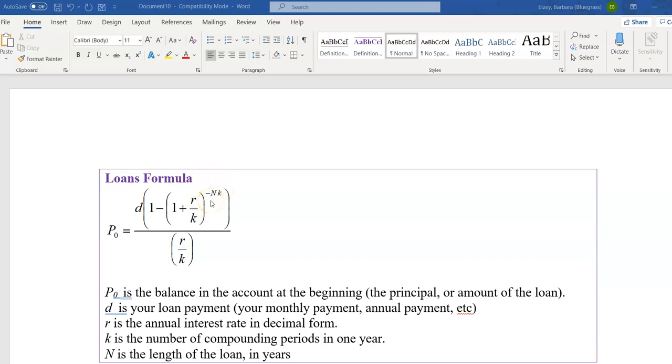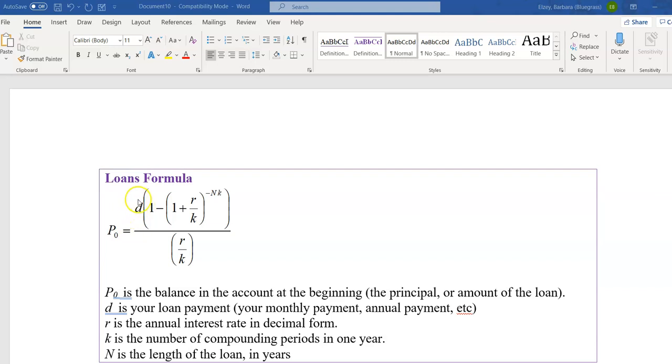Whereas in a loan formula, you're losing money every month that you're paying to the loan. So you can think of it as negative exponent. And that might help you to associate the right formula. Okay, now let's notice here though that P sub 0 is the balance in our account at the beginning. It's the amount of the loan that we take.